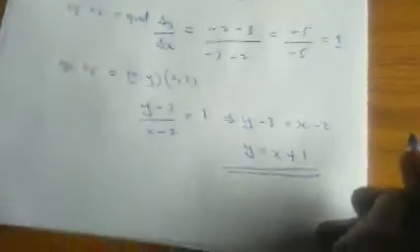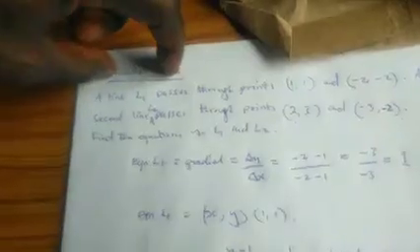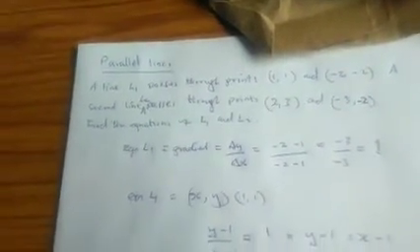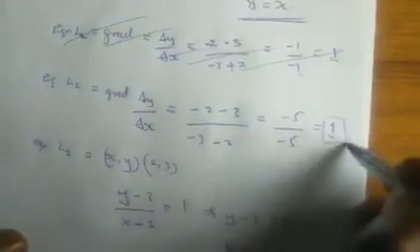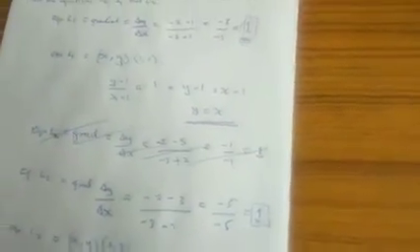Now we are looking at parallel lines. For lines to be parallel, we check the gradient. What was the gradient of L1? We calculated it and got 1. And what was the gradient of L2? We also got it to be 1. So the gradient of L1 is equal to the gradient of L2. Therefore, if the gradient of L1 is equal to the gradient of L2, then L1 is said to be parallel to L2.